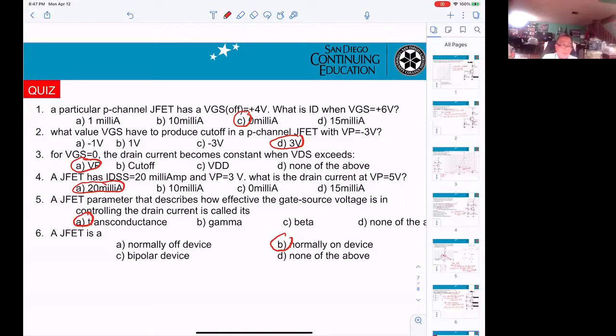We're not talking about bipolar. Bipolar will be an off device, not an on device. I can explain why. Without the voltage at the base, bipolar will be off, not working. However, JFET for self bias, voltage at the gate equals nothing. You don't have to apply it, and they are still working. So that's why they call it a normally on device.